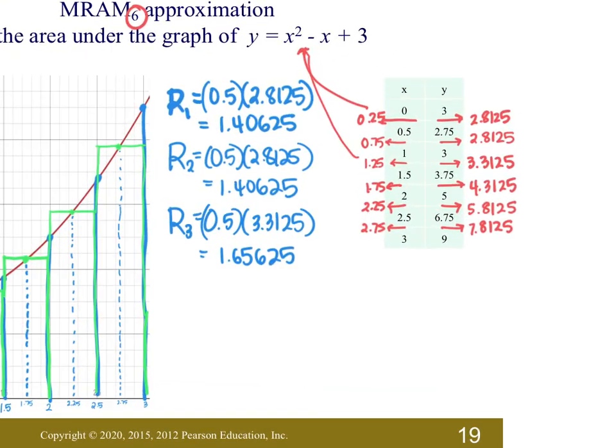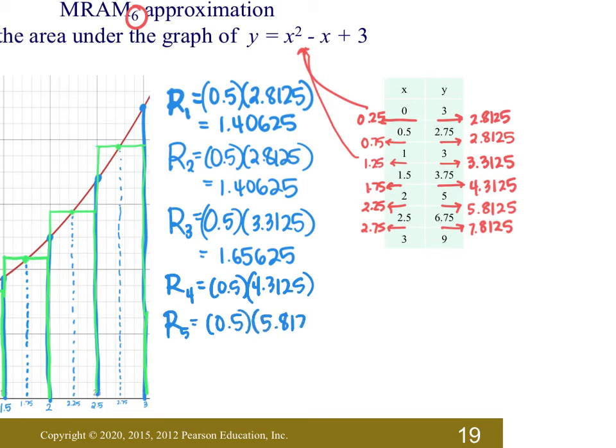All right, so then I'm ready to do my rectangle 4, 5, and 6. So rectangle 4 will be 0.5 times 4.3125. Rectangle 5 will be 0.5 times 5.8125. Why am I multiplying by half again? It's because the bases of all these rectangles is only half wide, not 1 like it was before.